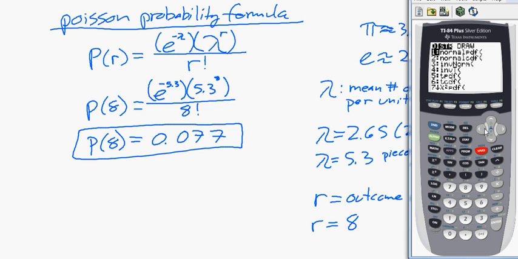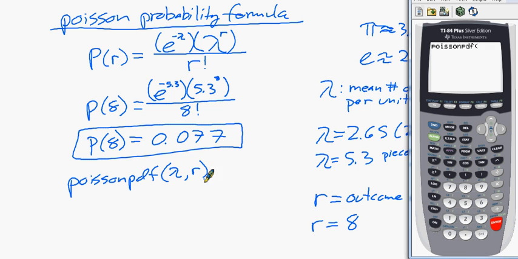So going back, we have Poisson PDF. All right, the syntax for this, I'll put up on the board. The calculator needs 2 pieces of information, lambda and r. So in this case, we'll put in our 5.3, comma, and our outcome of interest, which in this case is 8. And there's our 0.077. You can put that up on the board too.